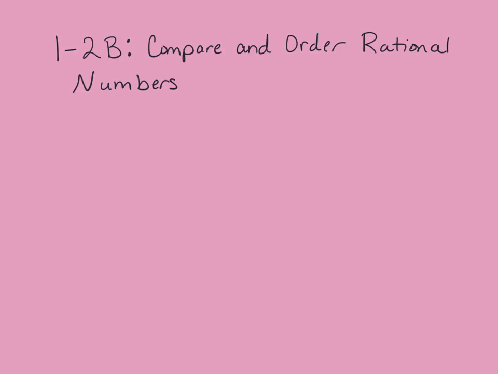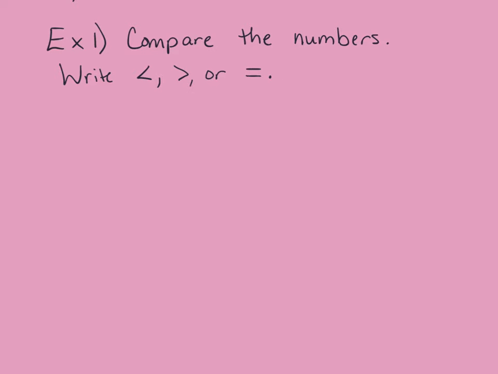Lesson 1-2B, we're going to compare and order rational numbers. For example 1, compare the numbers. We're going to write less than, greater than, or equal in the blank between the numbers.